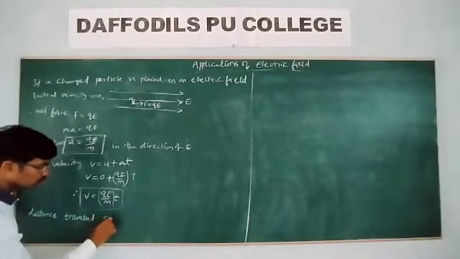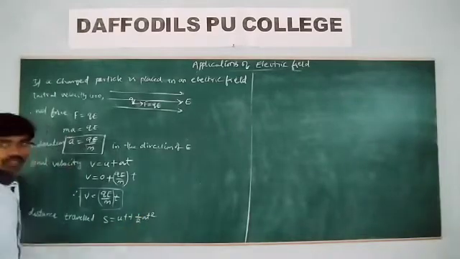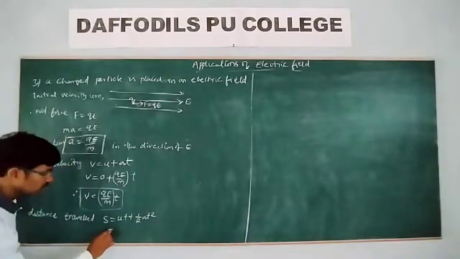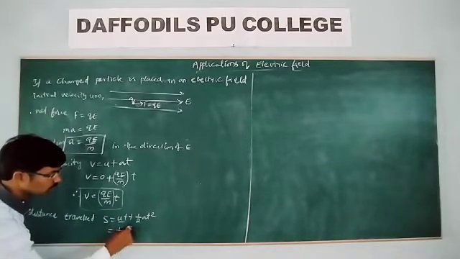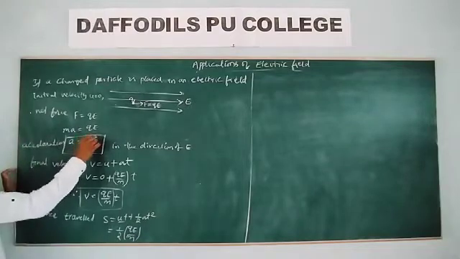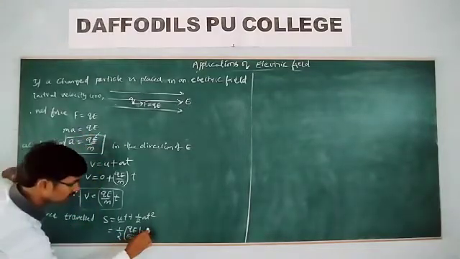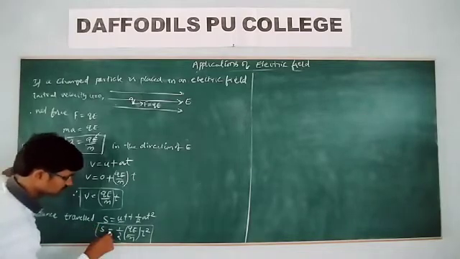The distance traveled is S equal to ut plus half at square. Here u value is 0. Then half into QE by m, since acceleration a is nothing but QE by m, into t square is the distance traveled by this charge.